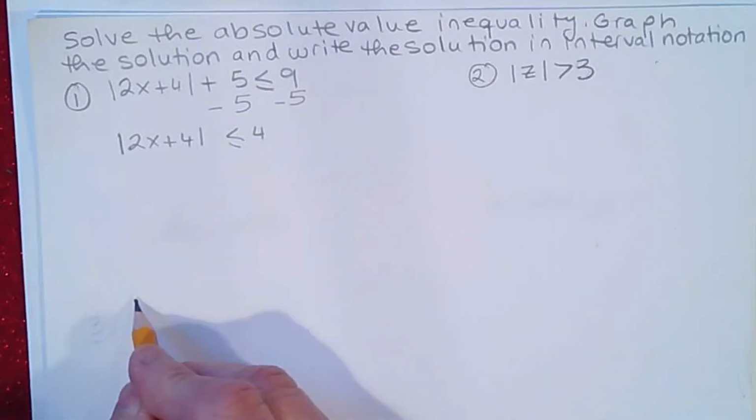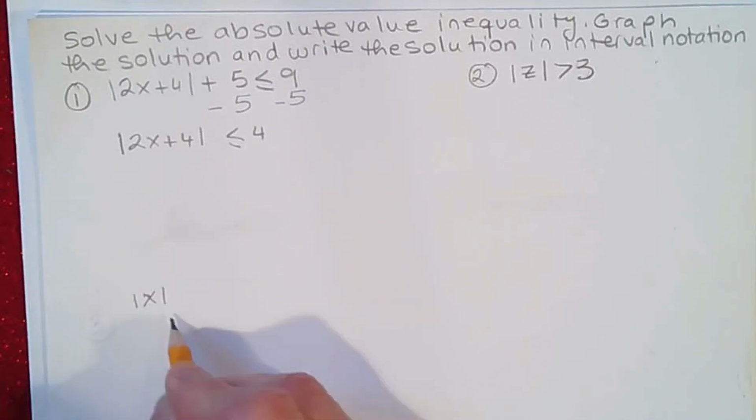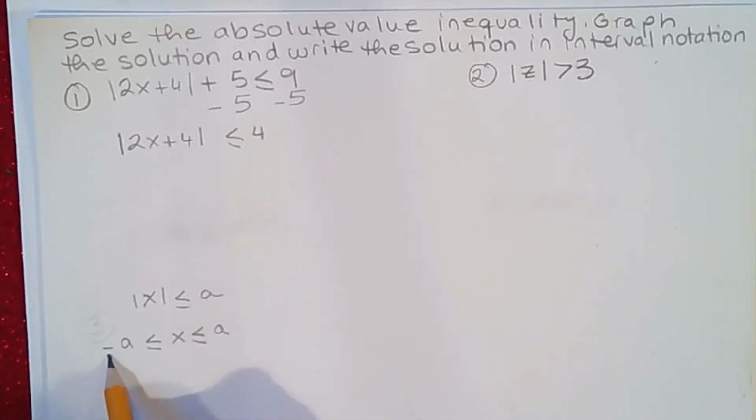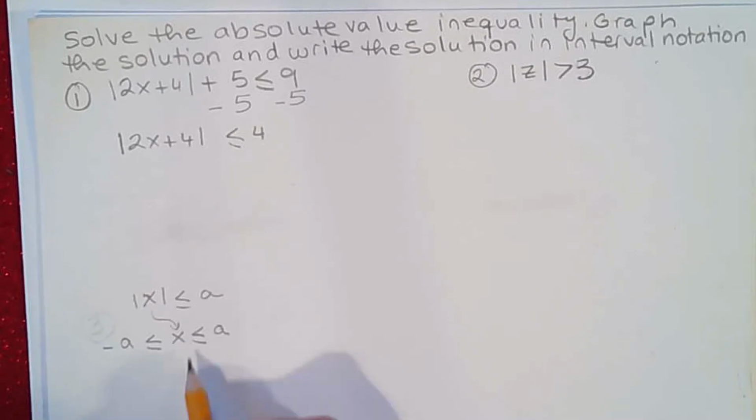So the solution to that one, if you have the absolute value of x less than or equal to a, if you recall, that's equivalent to negative a less than or equal to x less than or equal to a. So the opposite of a is on the left side here, negative a, less than or equal to whatever expression you have inside the absolute value, less than or equal to a.